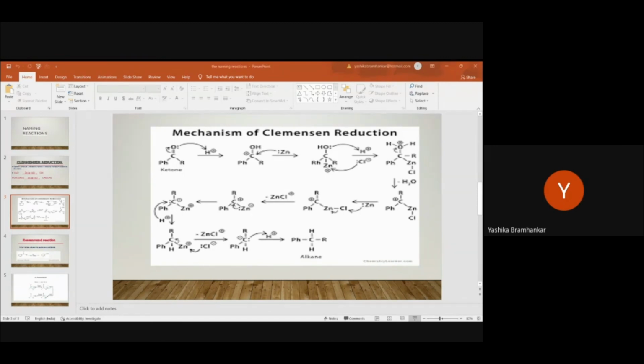Now the zinc will attach to the chlorine because chlorine has a negative charge and zinc has a positive charge. Now H2O will be removed from this compound to stabilize the compound. Now carbon again has a positive charge, and it is attached to the phenyl group, the R group, and the ZnCl group.